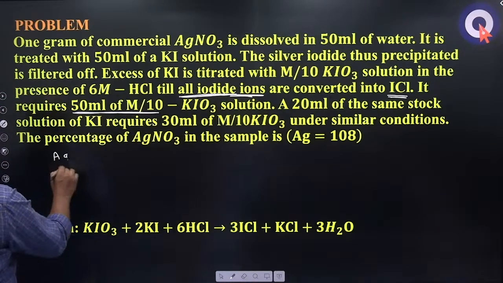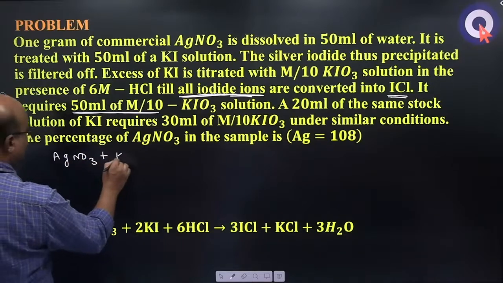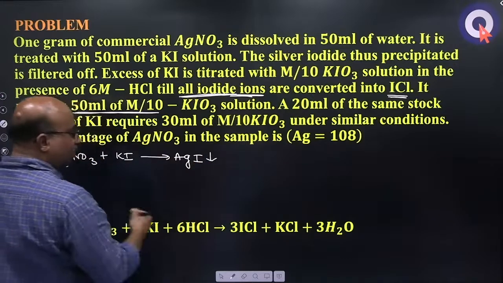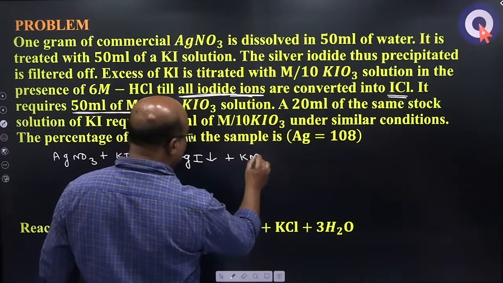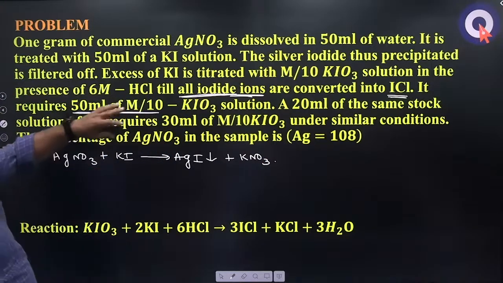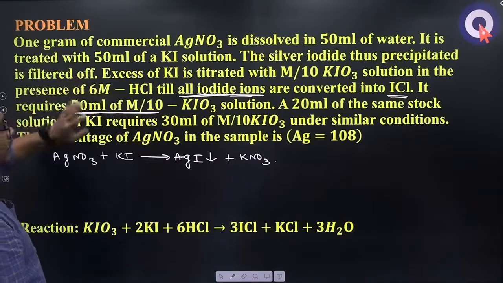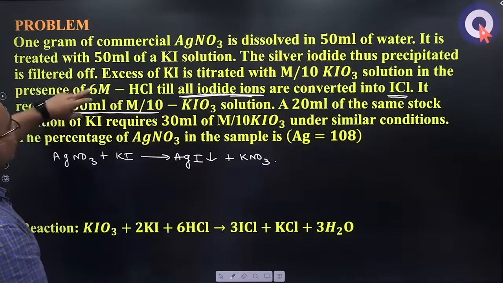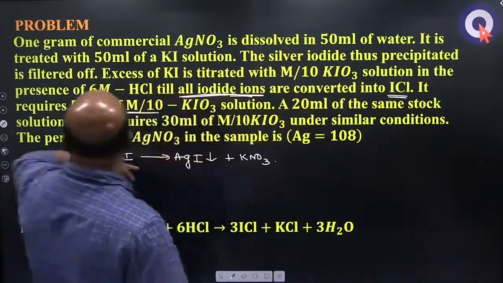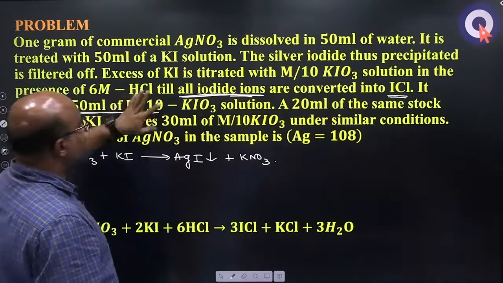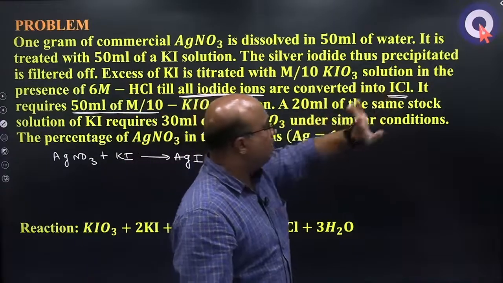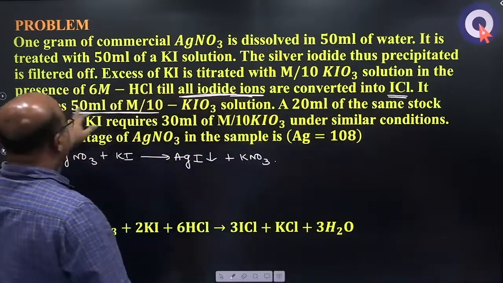Silver nitrate reacts with KI and forms AgI, which will form a precipitate. Then we have a filtrate solution, that is KNO3. So the silver iodide is thus completely precipitated. Then the excess KI solution is titrated with this in presence of HCl, till all the iodide ions are completely converted into ICl. For that we require 50 ml of M/10.